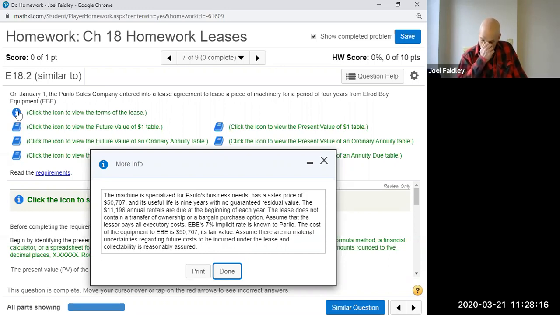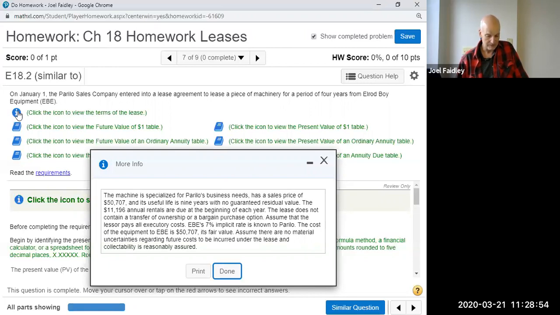Again, lessor. Sales price of $50,707. Useful life is 9 years. No guaranteed residual value. That's part B. 11,196 due at the beginning of the year. No transfer of ownership or bargain purchase. That's the first two questions. 7% implicit rate is known by both lessee and lessor. Cost of the equipment is $50,707, fair value.